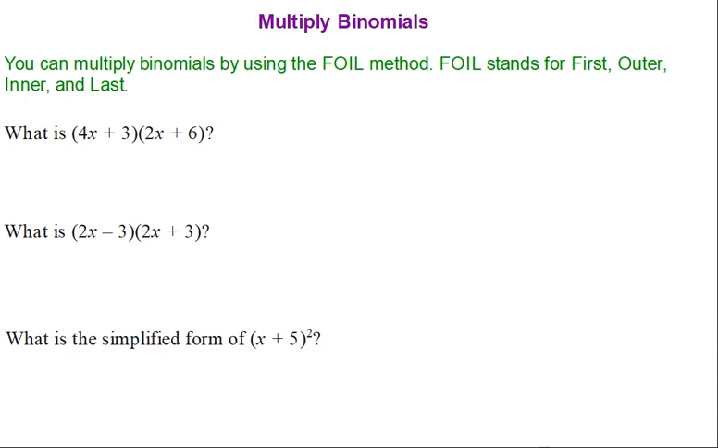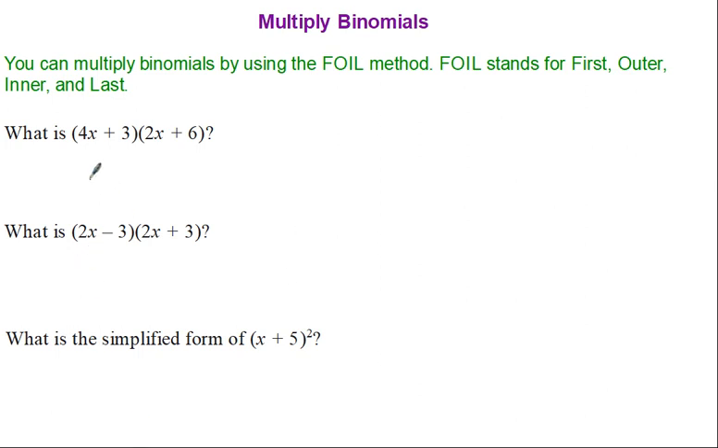Today I want to go over how to multiply binomials. You can multiply binomials by using the FOIL method, and FOIL stands for first, outer, inner, and last, which just means that we'll start off by multiplying the first terms, then the outer terms, and then the inner terms, and the last terms. Alright, so let's go ahead and get started.